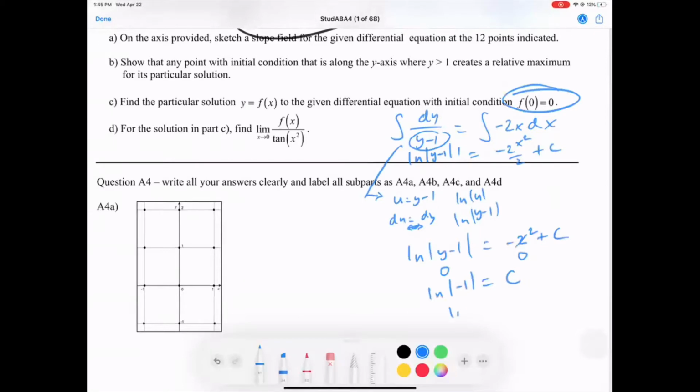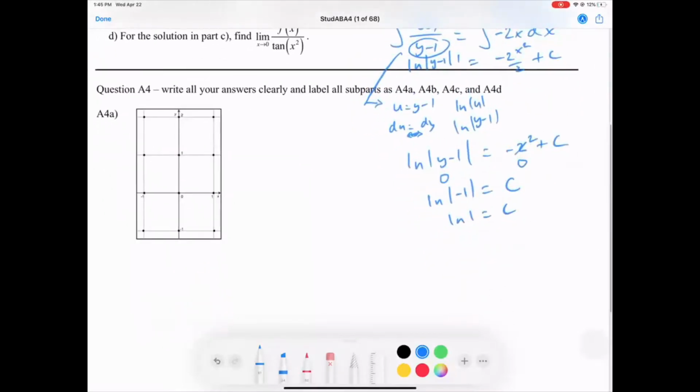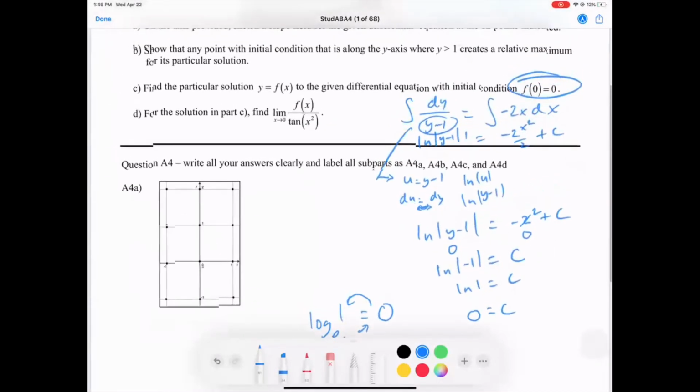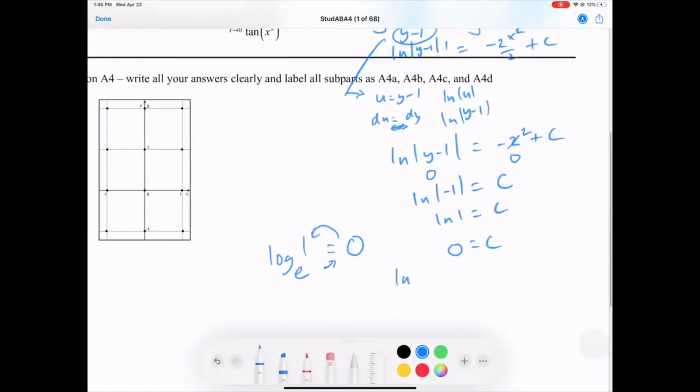This being positive, natural log of 1 is equal to c. And the natural log of 1, rewriting this, log base e, what power gives you 1? Anything to the 0 power, just as a reminder, that's going to be 0 is equal to c. So our c value is going to be 0. Okay, so we go ahead and rewrite that back to our original function. Natural log of y minus 1 absolute value is equal to negative x squared. And then we said that's going to be 0, right? So we don't write it anymore.